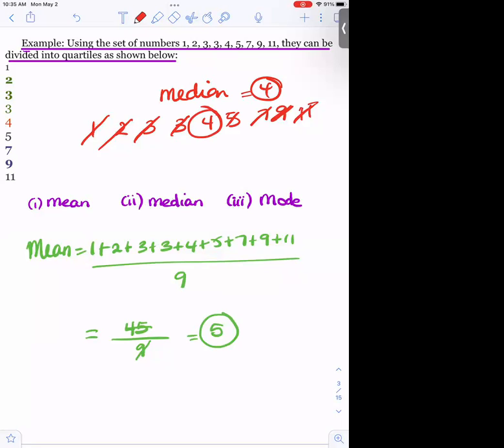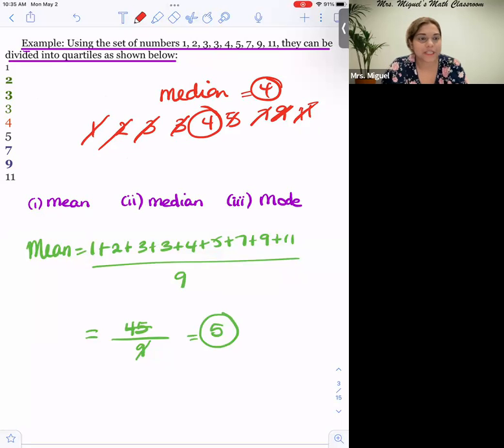Yes, miss. Now, if the numbers were not arranged in numerical order, meaning from smallest to biggest, you have to arrange the numbers first before finding the median. Failure to arrange it in order will mean that you will get a wrong value for the median. Now, what is the mode?